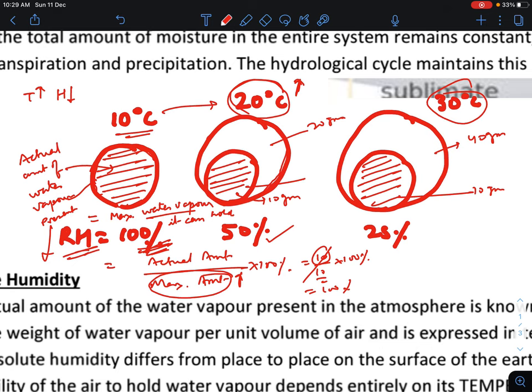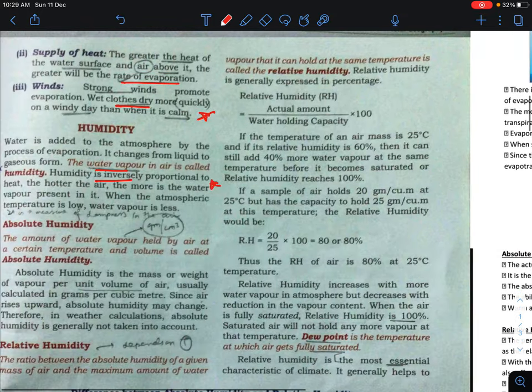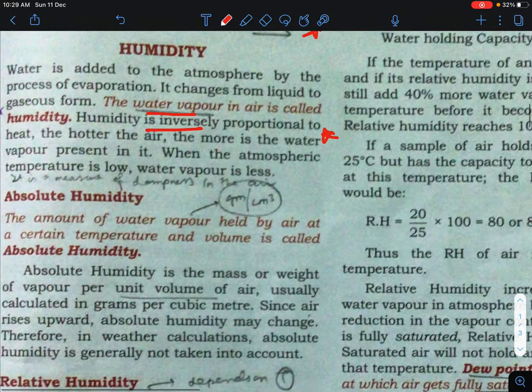Once again, you see, with an increase in temperature, the maximum amount of water vapor, or you can say the holding capacity of water vapor, is going to increase. That is, the denominator part is going to increase. Then what is going to happen? Our relative humidity value is going to decrease. That is what this topic says: humidity is inversely proportional to heat. If we increase the temperature, the more water vapor can be present in it, because the intermolecular space between the molecules is going to increase.